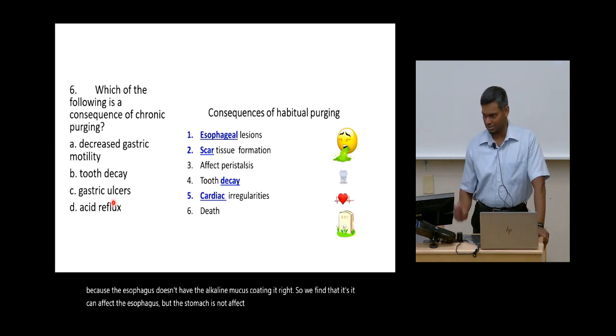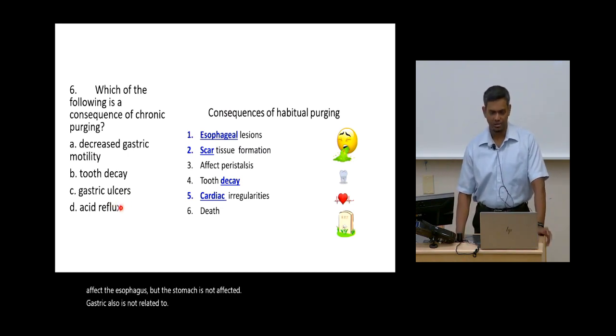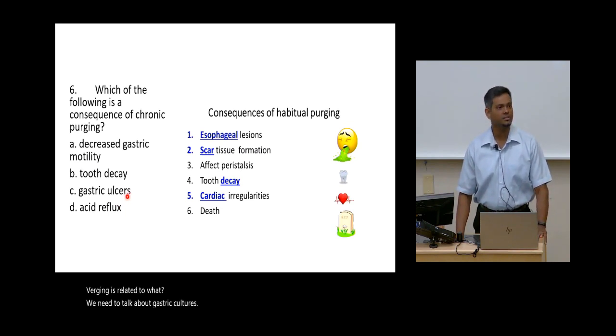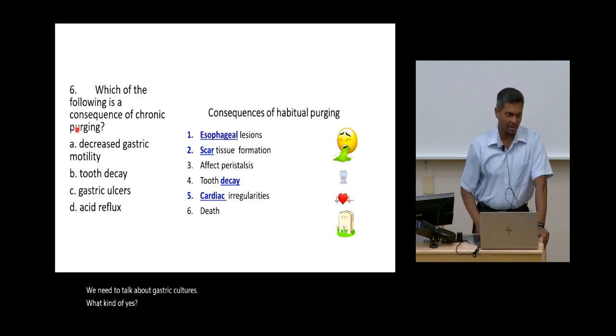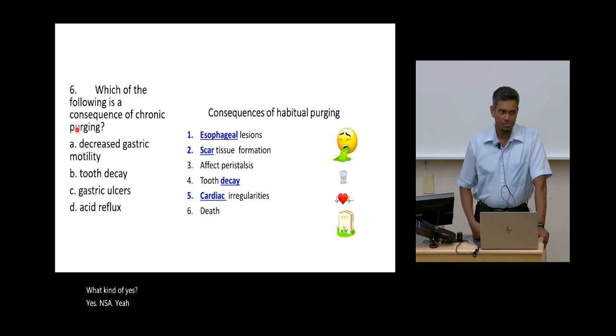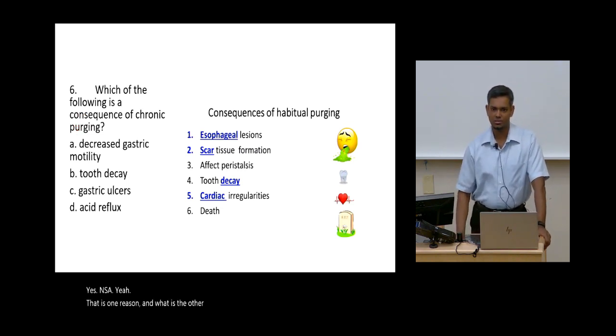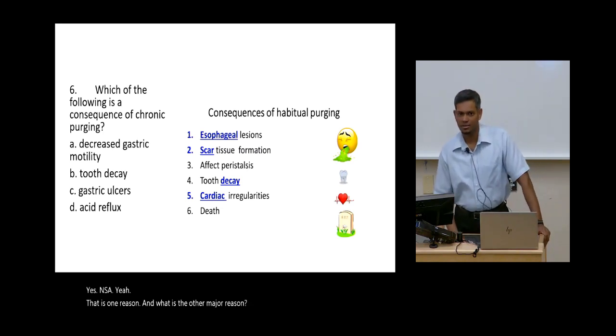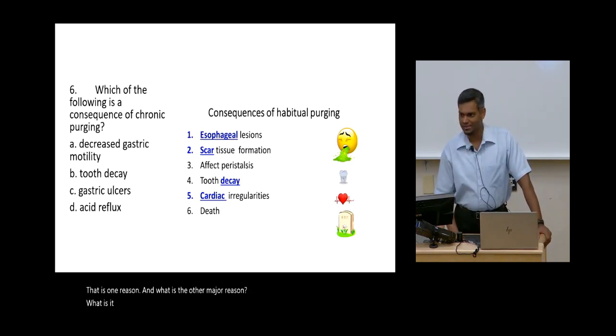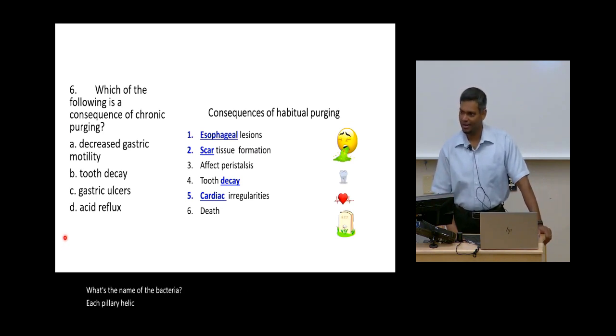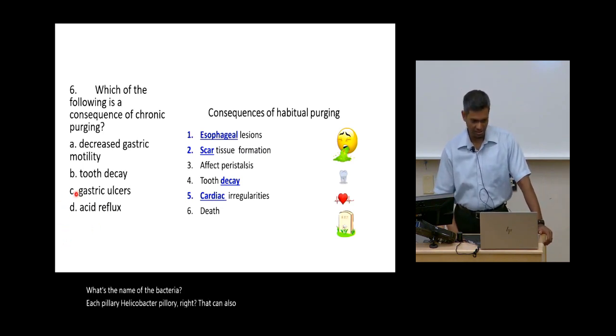Gastric ulcers are not related to purging. It's related to what? We didn't talk about gastric ulcers. What kind of, yes? Isn't it like the NSAIDs? Yes, NSAIDs, yeah. Drugs that cause damage in like the lining of the stomach? That is one reason, and what is the other major reason? What's the name of the bacteria? H. pylori, Helicobacter pylori, right? That can also lead to gastric ulcers.